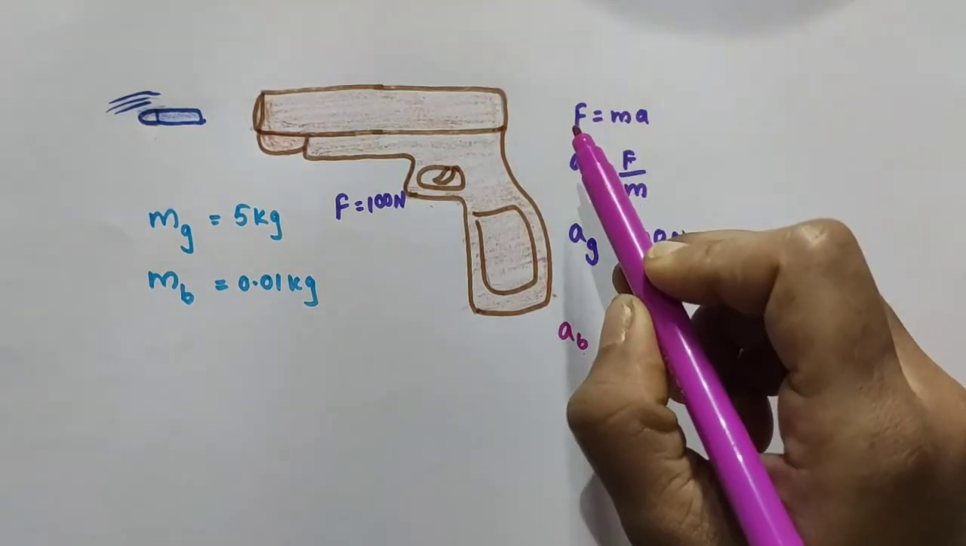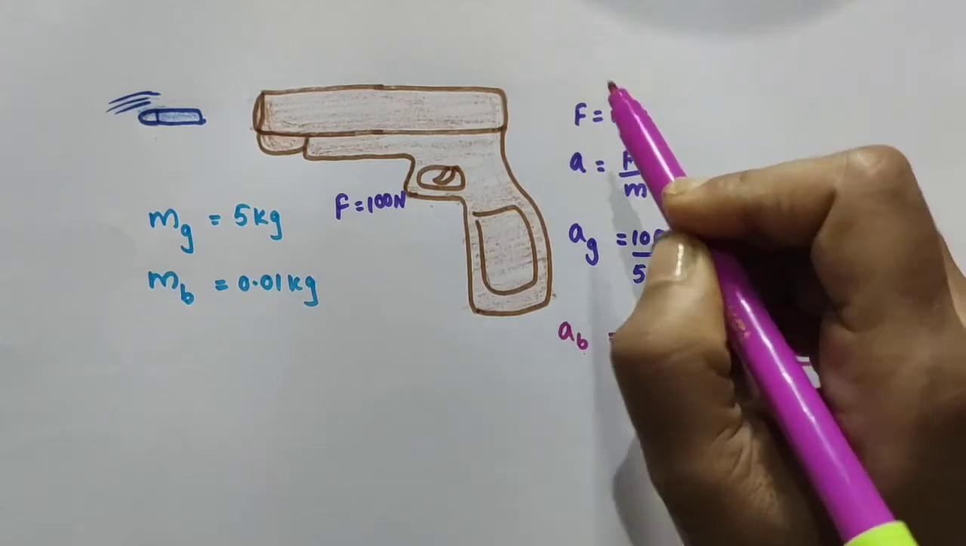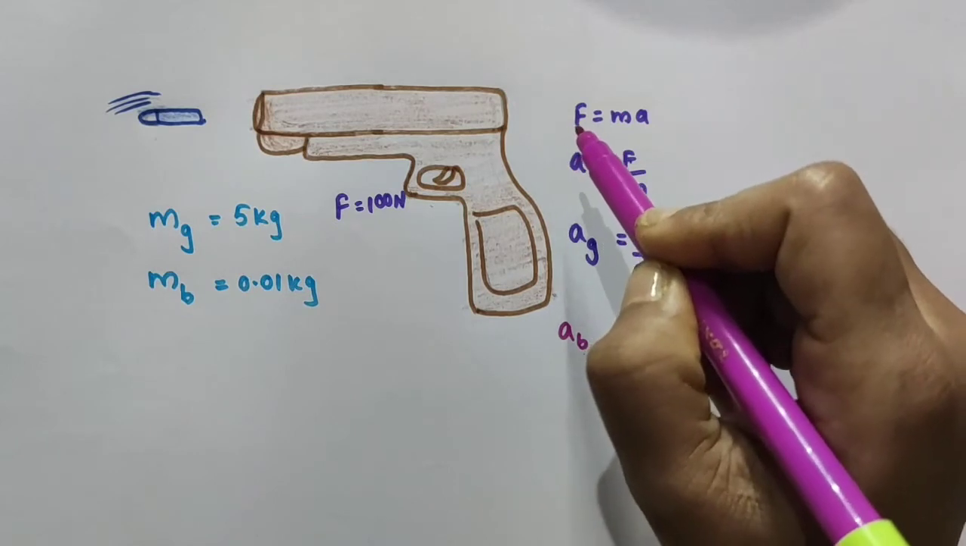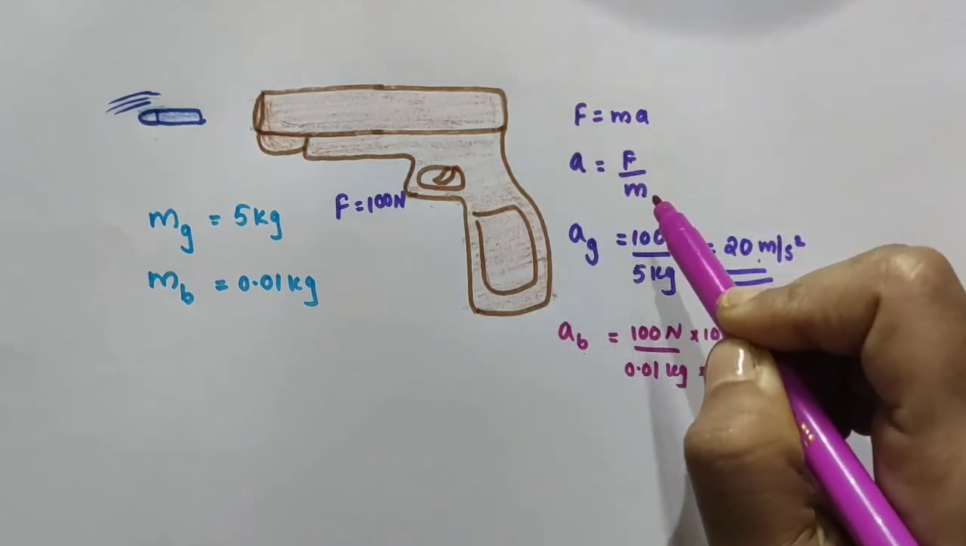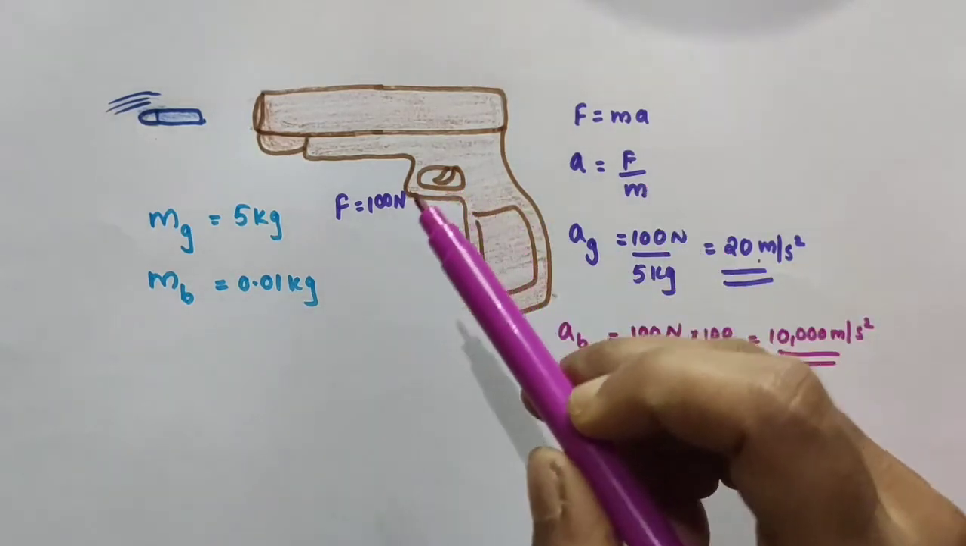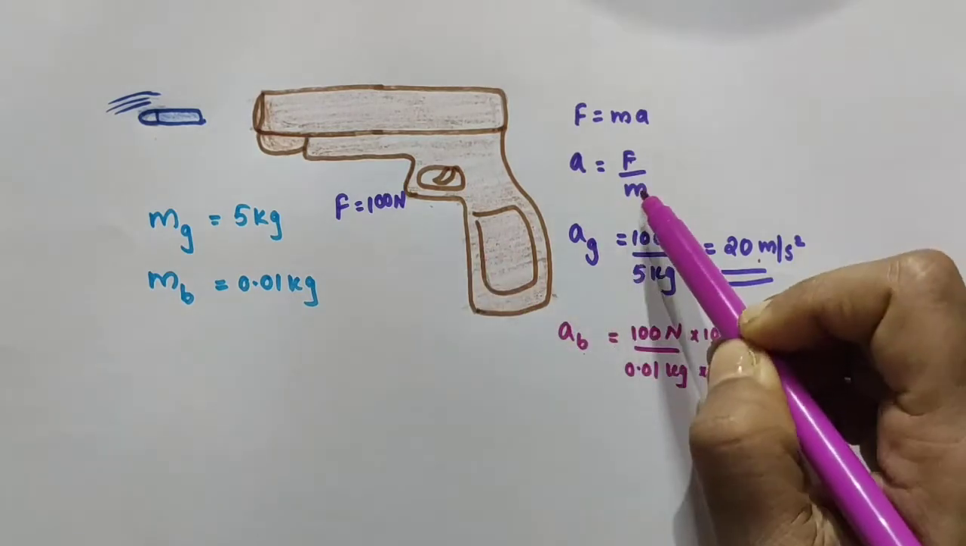Now, from this expression, we can write one expression for the acceleration. I am taking this m to this side of the equation, that goes to the denominator. So, we can write a is equal to F divided by m. So to find out the acceleration of the gun, we want to know the force on the gun and we want to know the mass of the gun.